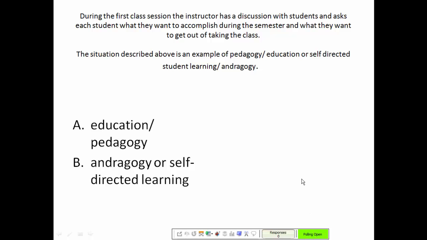And so I have a couple of clickers here myself. I'm going to act as the students. I'm going to answer these questions. And so we'll see how this quiz actually works.